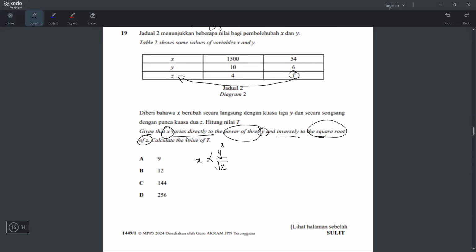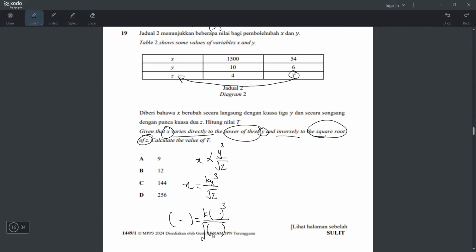That's the only way. So the method now is you change this to equals and then letak K, but the K I will straight away letak atas. It becomes K y power 3 over square root z. Why can letak atas is because when you letak K, the K has to times, you have to darab. And when you darab a fraction, you darab atas saja. The next step is to find K. But do you agree if you want to find K, you need to have all these three things: x, y and z. And don't forget the y has to power 3, and the z has to square root.